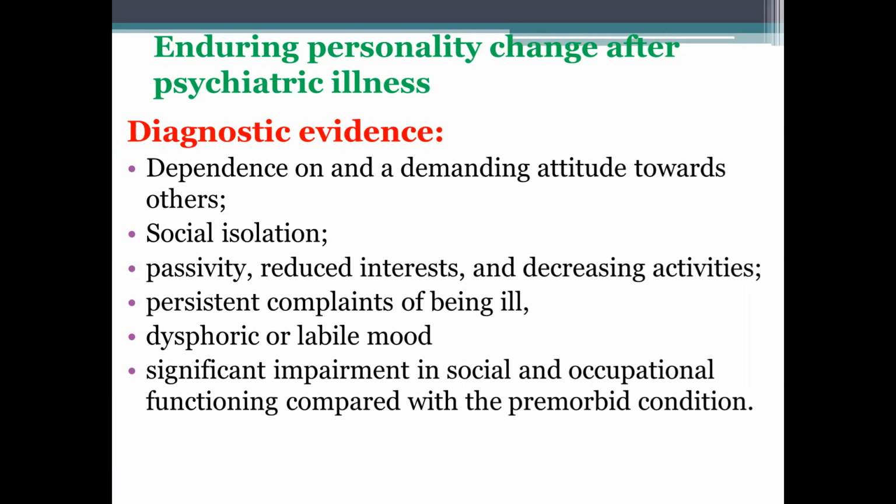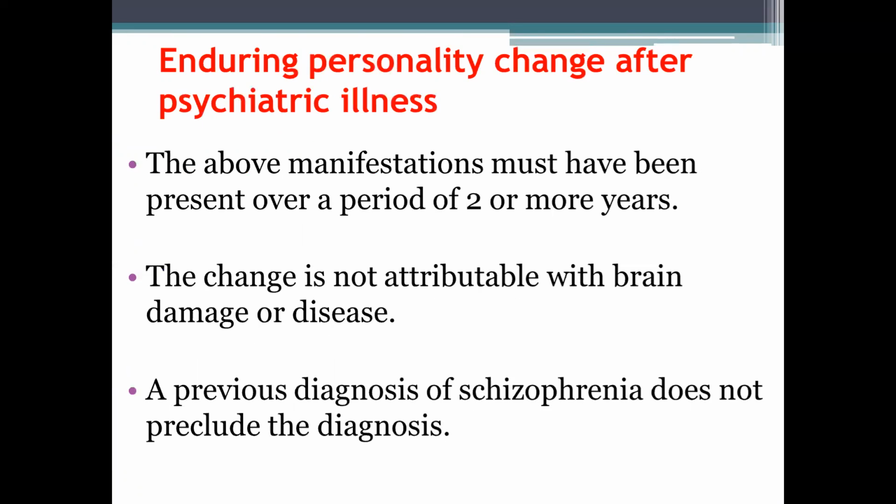I repeat, maybe acute transient psychotic disorders, usually precede it. Maybe a disorder with psychosis, for example. Continue again: duration, 2 years or more. Exclude damage of the brain or another severe somatic disease, and exclude a previous diagnosis of schizophrenia. We must exclude these.